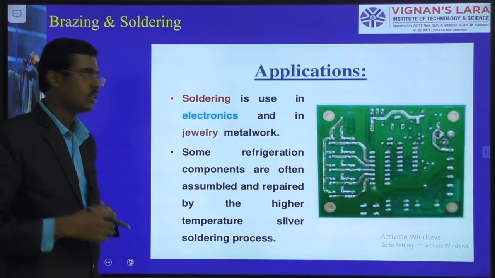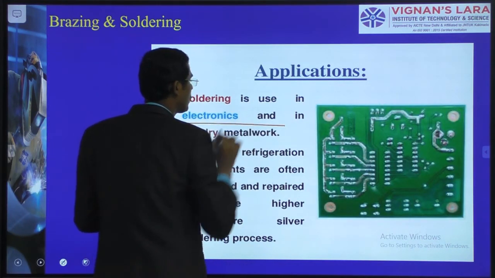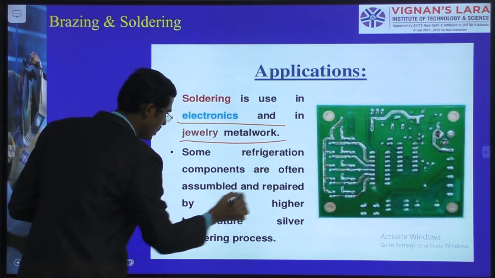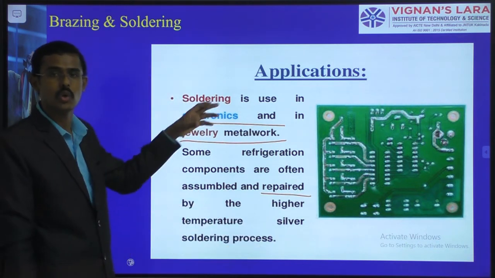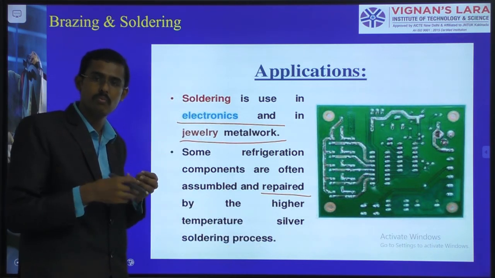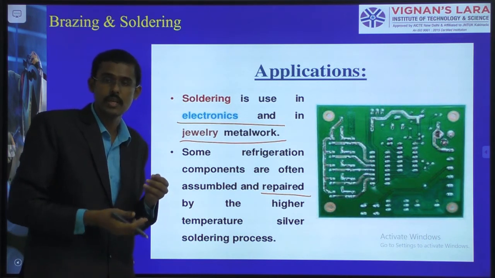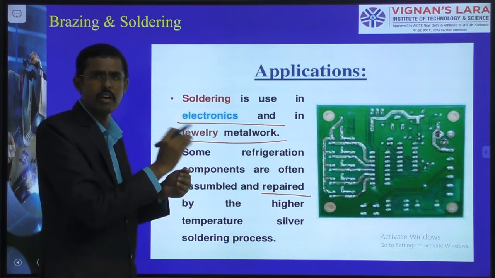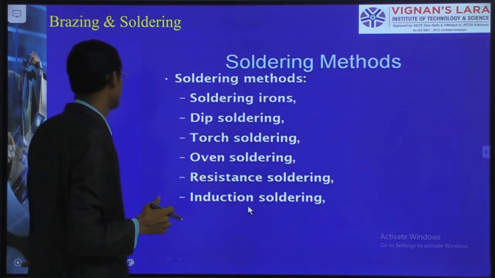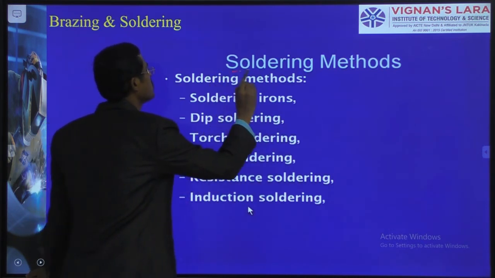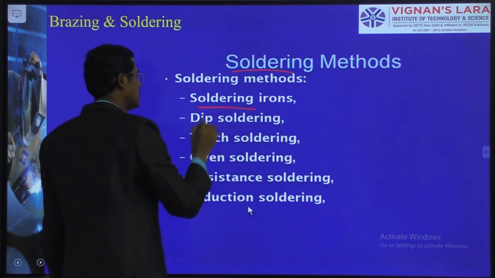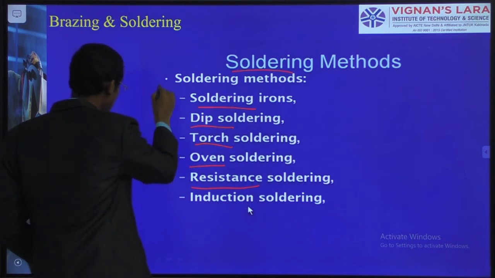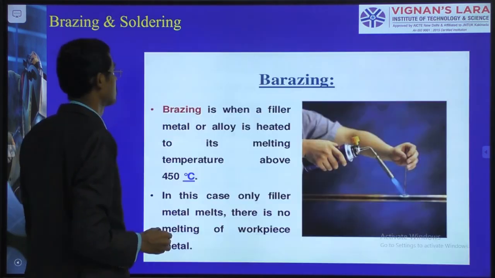So the applications. Soldering is used mainly in electronics and jewelry metalwork. Some refrigeration components, and assembling and repairing are also possible with soldering. But brazing is not like that. In brazing we use temperatures greater than 450. If the temperature increases, we can go for other, higher steel materials. For the lowest temperatures we go for soldering operations. There are many methods for soldering: soldering irons, dip soldering, torch soldering, oven soldering, resistance soldering.